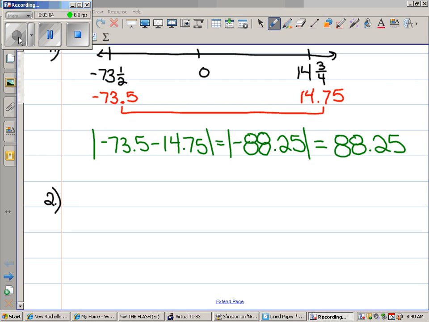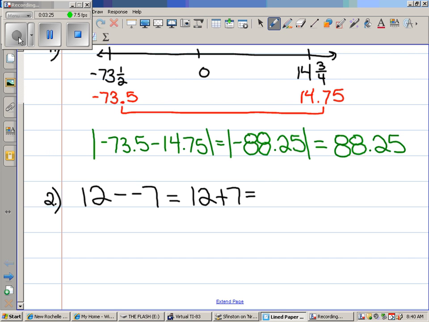Okay, number 2. Who needs help with 2? What does that word decreased by mean? Yeah, 12 decreased by negative 7. So part of this test is going to be reading. What happens when you have two subtraction symbols next to each other like that? You know this. That is just 19.